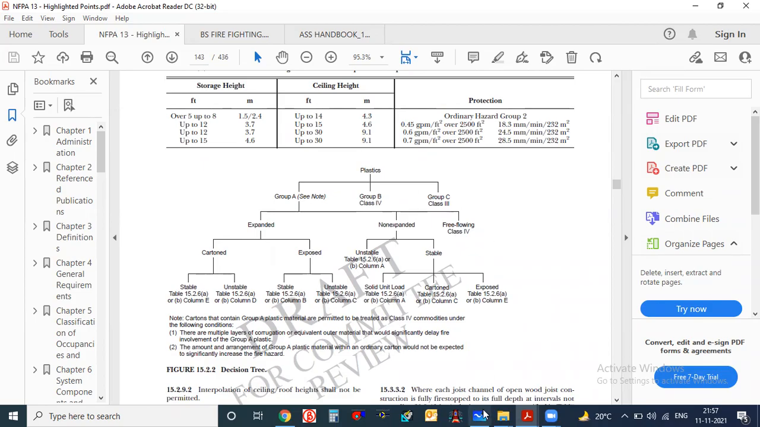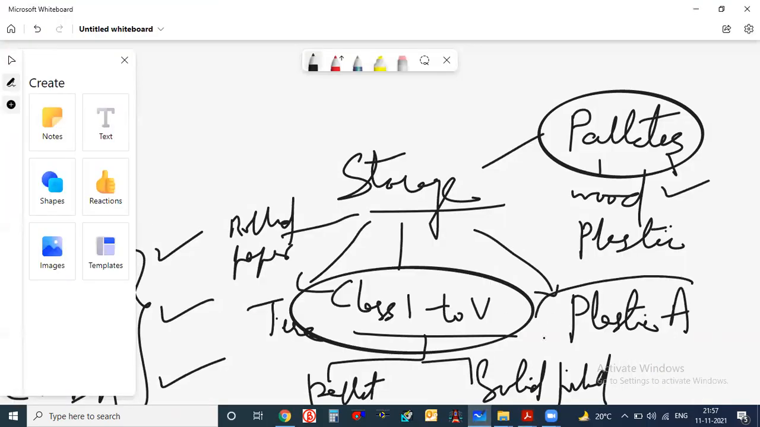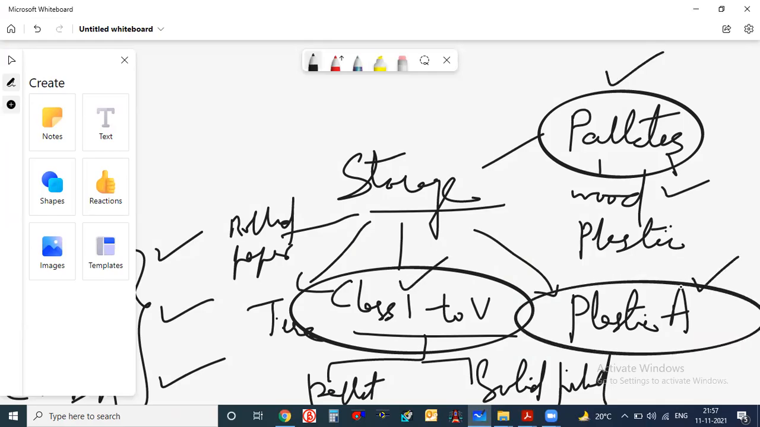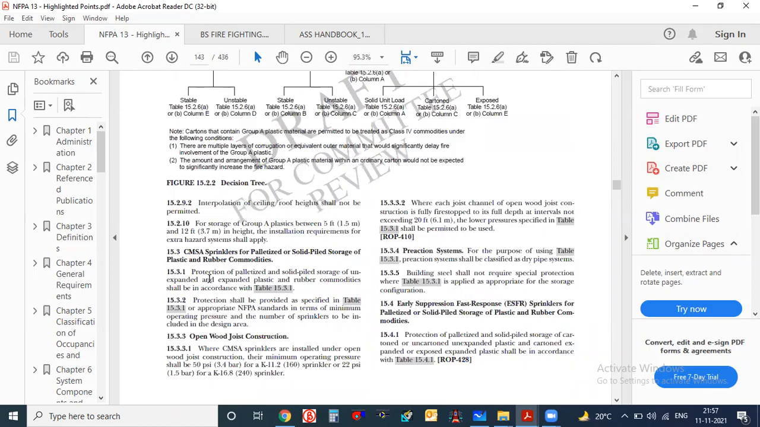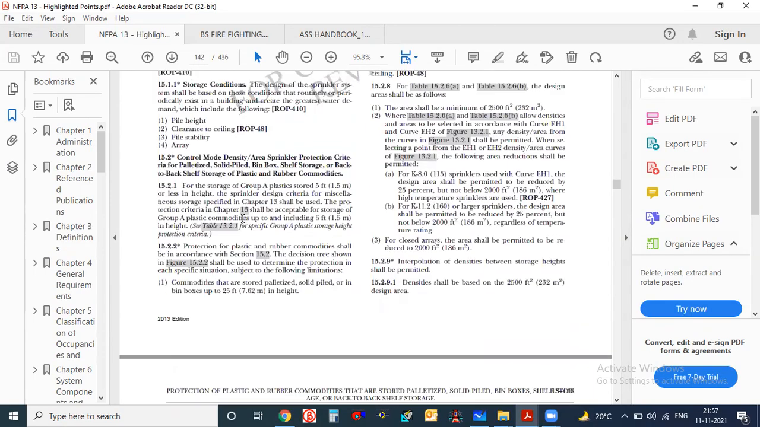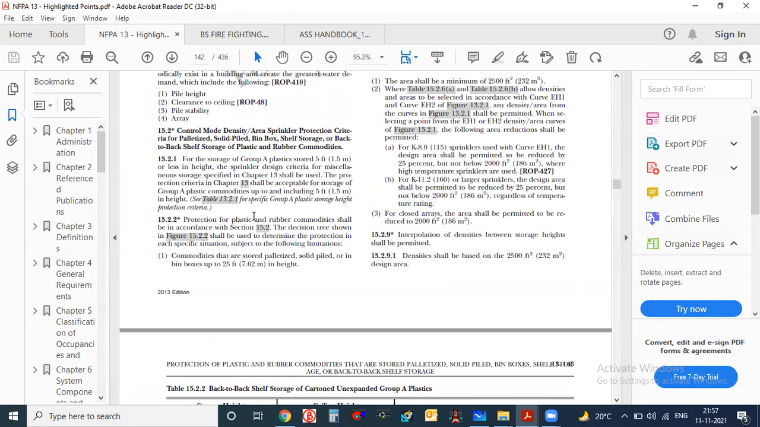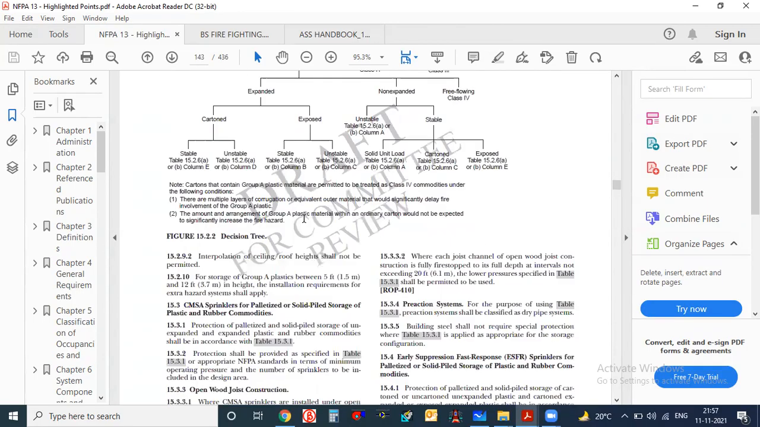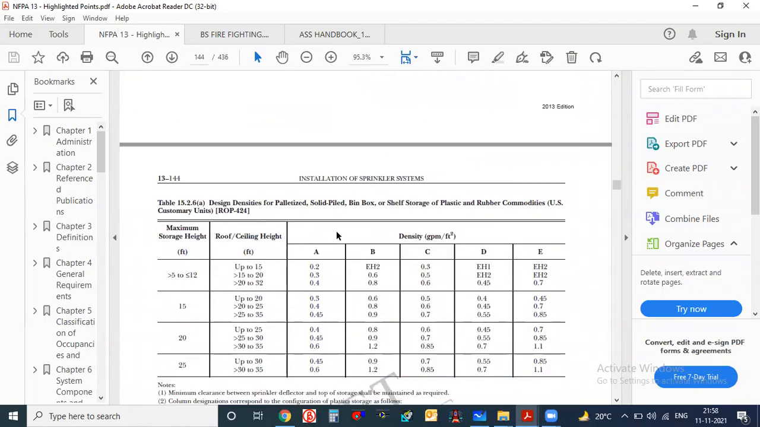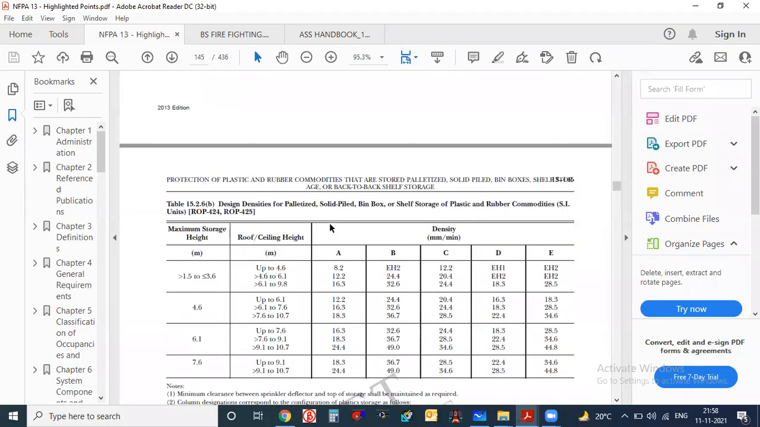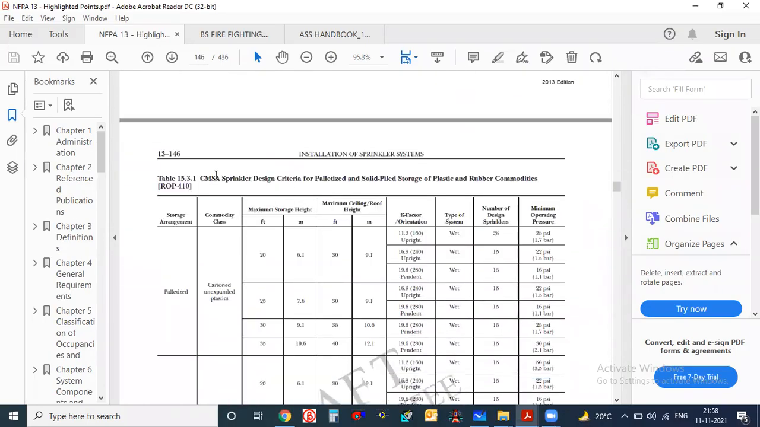Now this is another type of classification, which is plastics. Till now we have seen pallets, class 1 to class 4. Now it is plastic. And everywhere the common thing is CMSA, CMDA and ESFR sprinklers only. For the CMDA sprinkler, they have not given anything, just written CMDA sprinkler here. And here they have written CMSA sprinkler. Let us see if any table is given or not. These tables are not important. Always check for CMSA and see here. This is the important table, CMSA sprinkler design criteria.